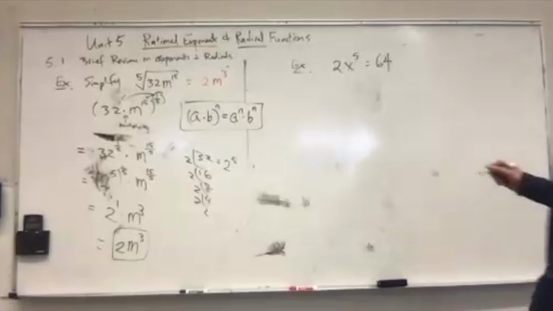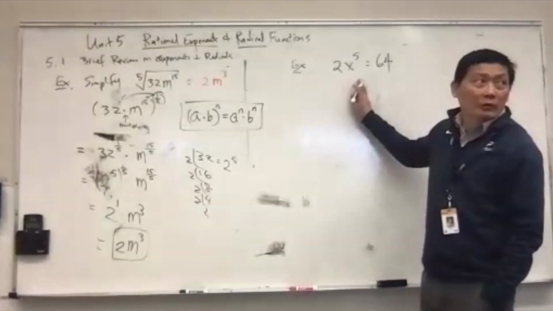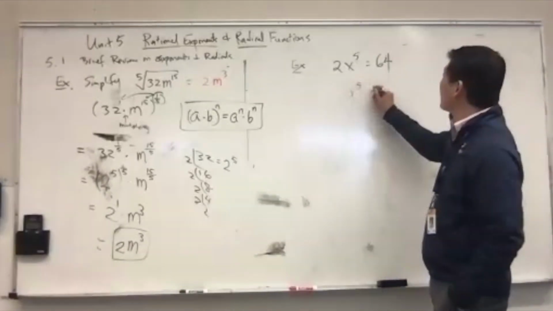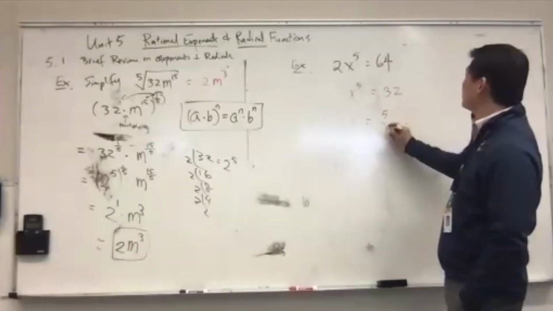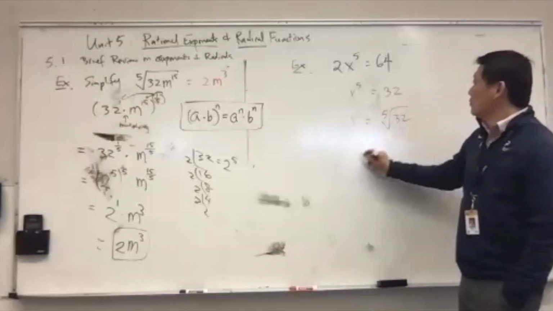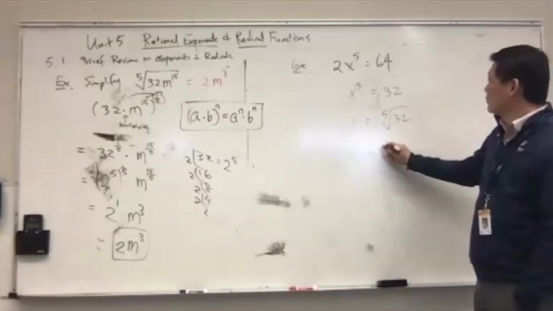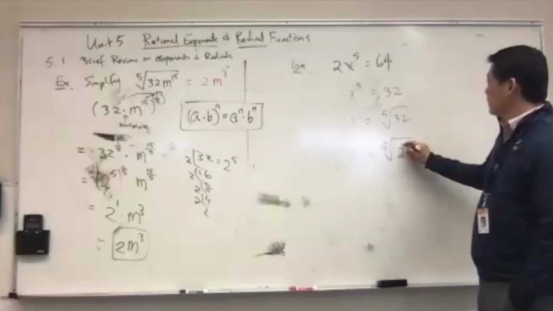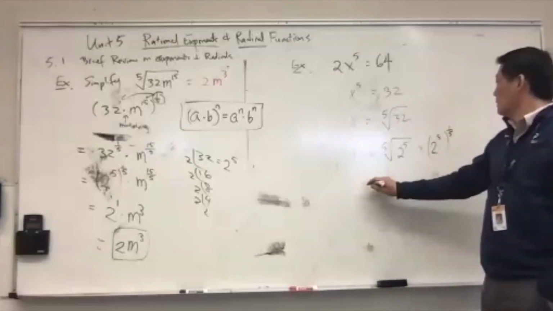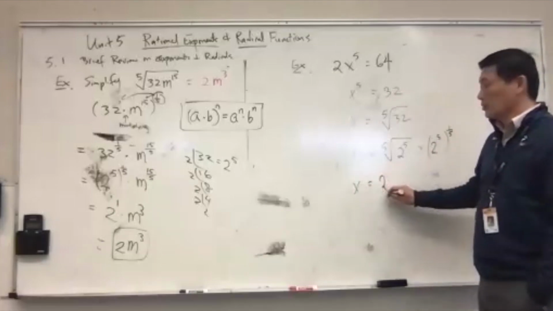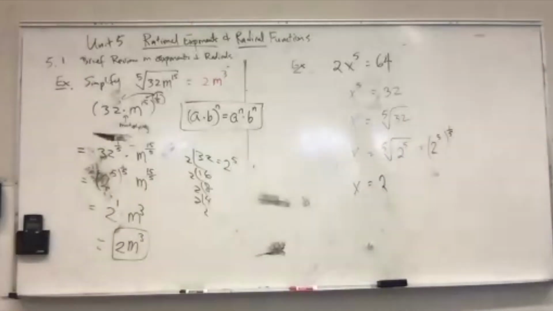So the next step is divide by 2 on both sides, so you get x to the 5th power equals 32. Then x is equal to the 5th root of 32. But we know that 32 is 2 to the 5th power, so the 5th root of 2 to the 5th power, I mean, you can think of this as 2 to the 5th power to the 1/5 power, and so x is equal to 2. What I did was I just multiplied everything by 1/5 as well.